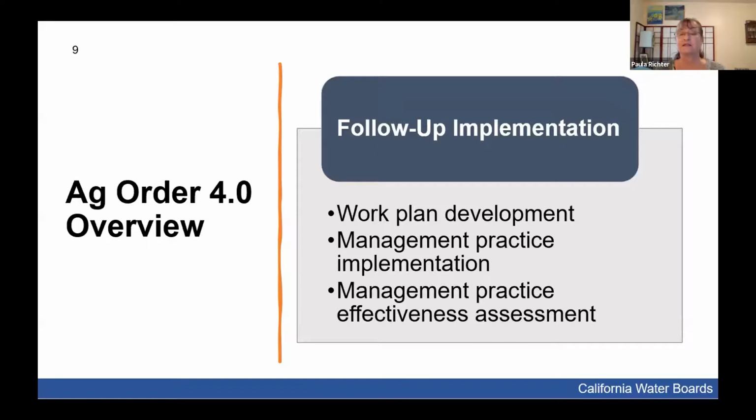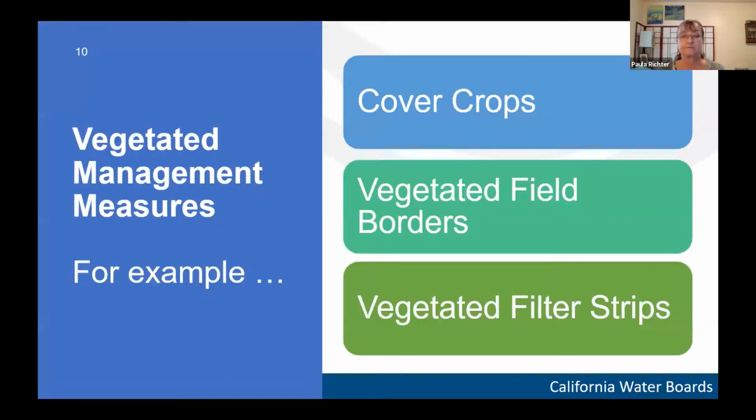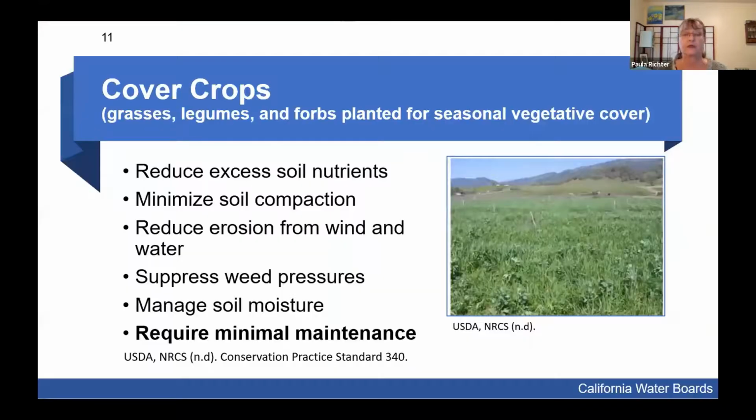Next, I'm going to discuss some management measures that can help growers achieve the targets and limits I've just discussed. Paula, you have about 5 minutes left. Okay. Non-crop vegetation management measures are cost-effective ways to reduce pollutant loading and achieve the targets or limits in the order. There's numerous non-crop vegetated management measures that can be implemented. I'm going to discuss 3 today. There's other options that are more engineered, and I'm going to discuss a few of those.